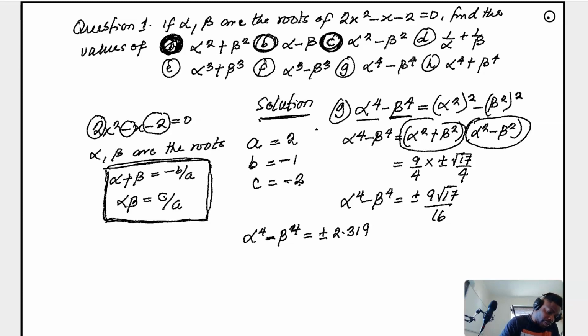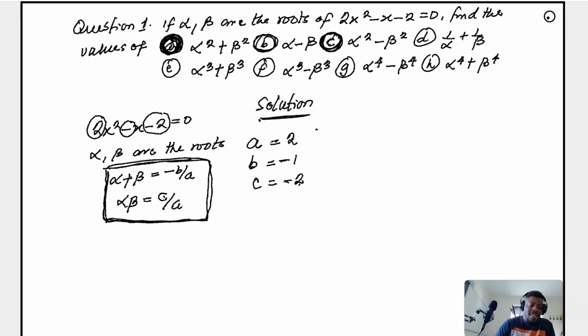So that means alpha raised by 4 minus beta raised by 4 is equal to 2.319 or minus 2.319. Now let's take the last question, H. Alpha raised by 4 plus beta raised by 4. I can still write this one as this, as you already know.